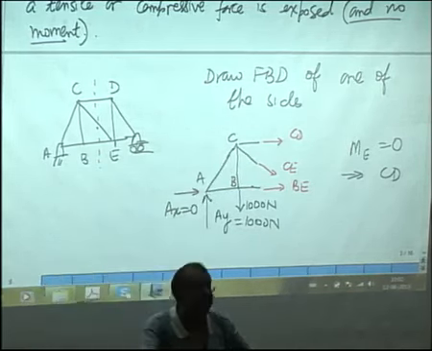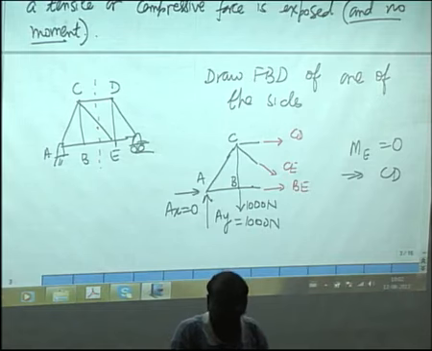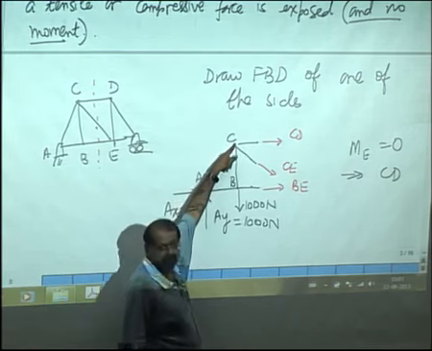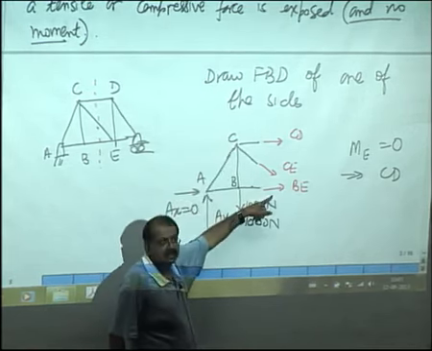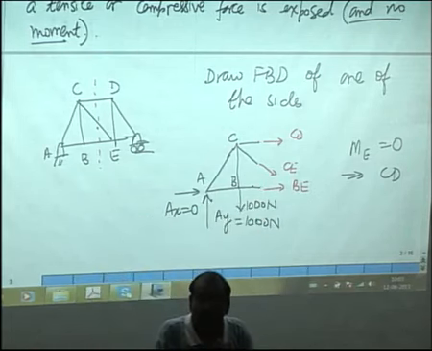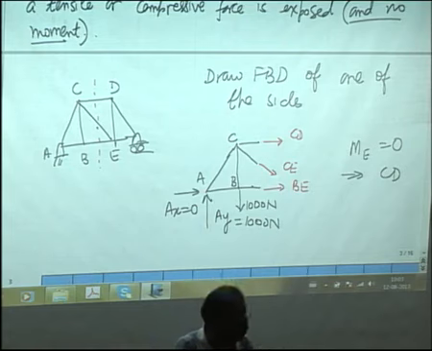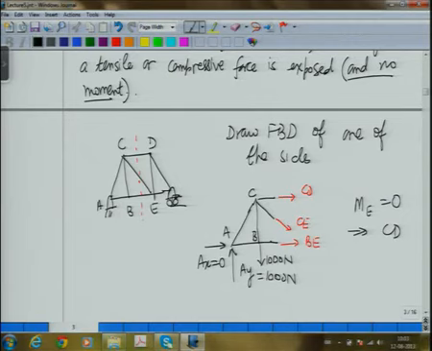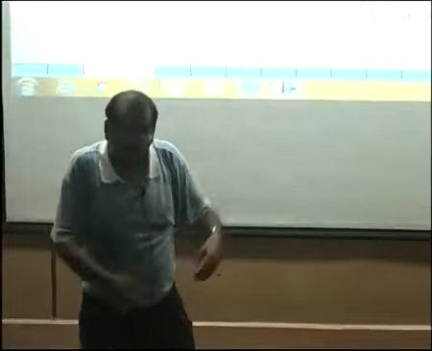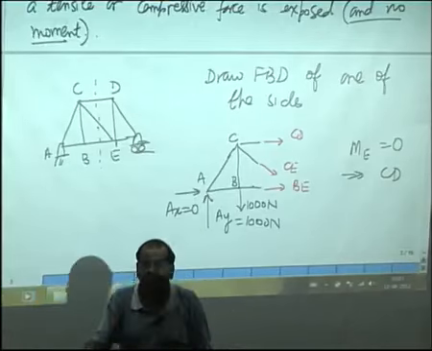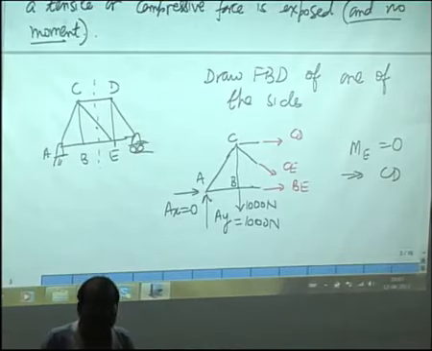Sometimes you can take moments about 2 points is equal to 0, not just one. Take it about E, then you can take, for example, here if you take moments about C is equal to 0, you will get BE. So now there are 2-3 things we learn here. Firstly, the point about which we take moment is equal to 0 need not be a point on the cut truss itself. It can be away from the cut section. It can be any point in space. For example, C is a point on the cut section, E is a point which is not on the cut section. We can still take moments about both these points.